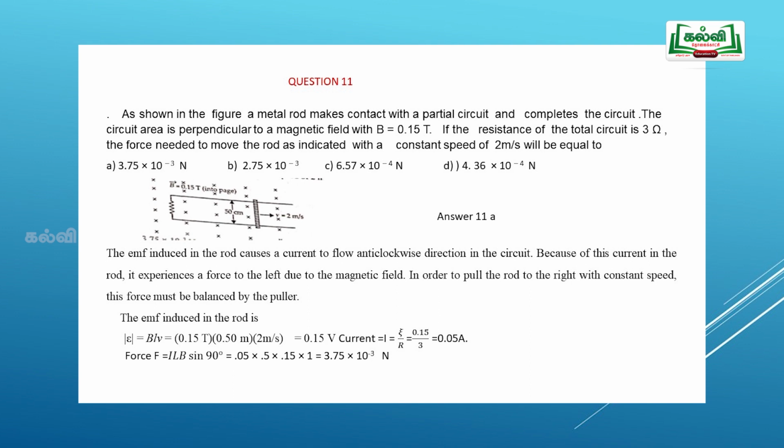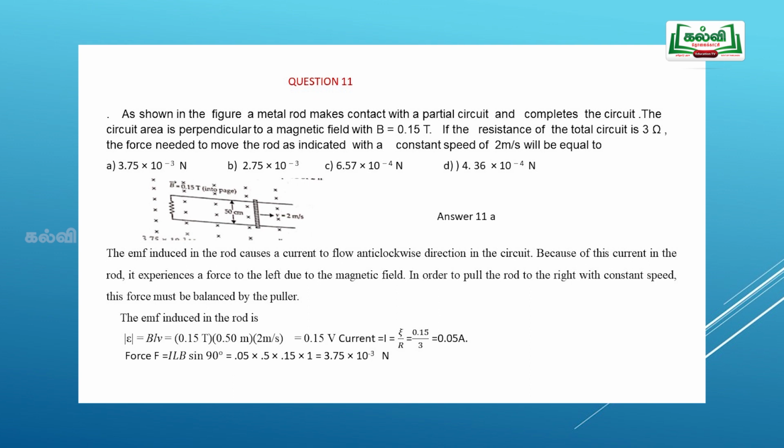Then the EMF induced in the rod, ξ, is equal to BLV. Find the EMF induced, that is the voltage, right? And then hence you can find the current. What is it? ξ by R, voltage by resistance. Ohm is your friend, right? 0.05 amp.